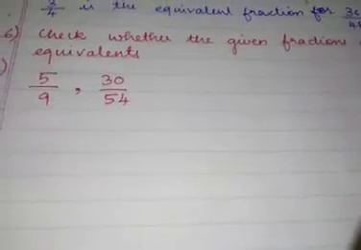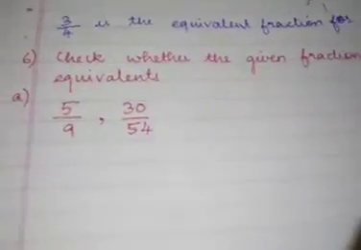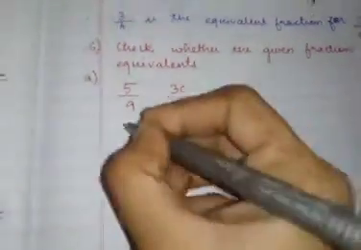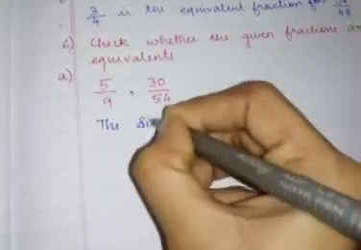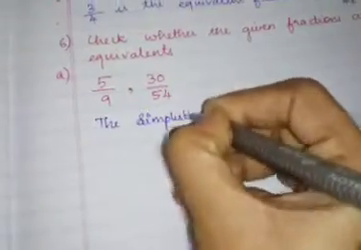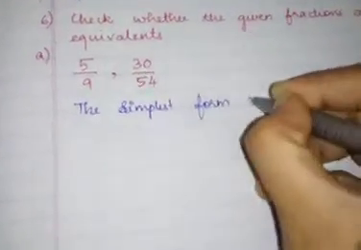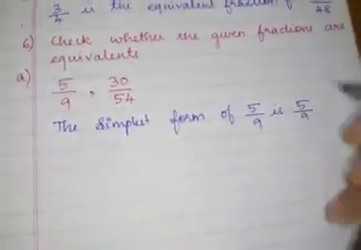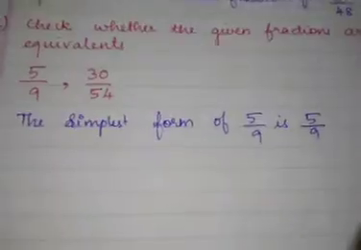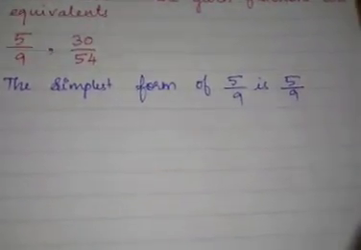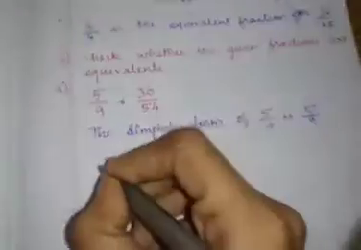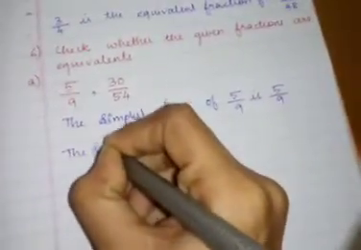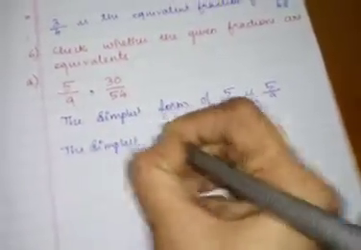Okay, so listen. First I am going to take 5 by 9. Can we find the simplest form of 5 by 9? No, the simplest form of 5 by 9 is 5 by 9 only. Simplest form of 5 by 9 is 5 by 9 because we cannot cancel these two. So the simplest form of 5 by 9 is what, children? 5 by 9.